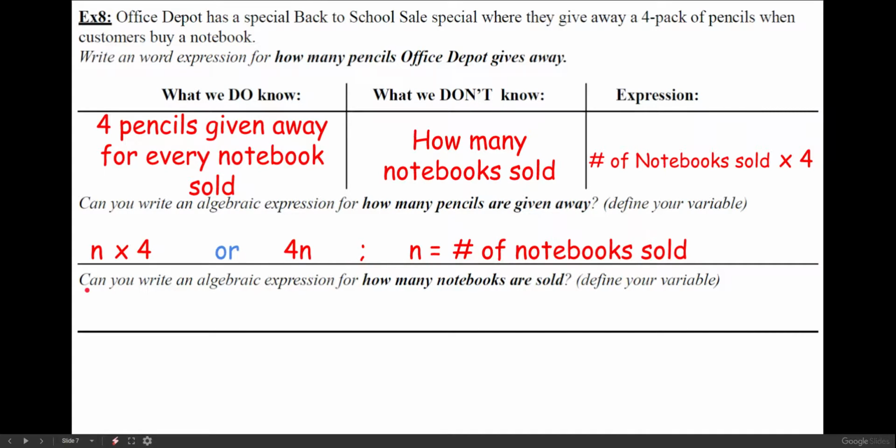Now, can we write an algebraic expression for how many notebooks are sold, as opposed to how many pencils are given away? Well, if we knew the number of pencils given away, we would divide it by 4, because 4 times more pencils are given away than notebooks. So if we take the number of pencils given away and divide it by 4, that tells us how many notebooks are sold. You can also write p divided by 4 in fraction form. Let's define our variable: p is just the number of pencils given away.